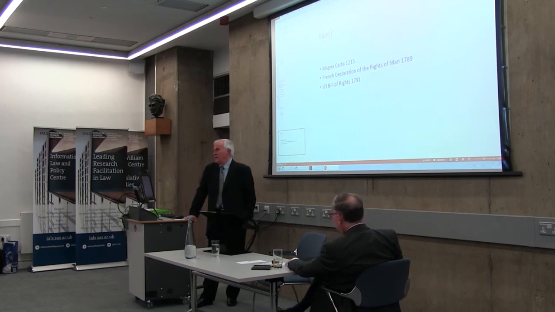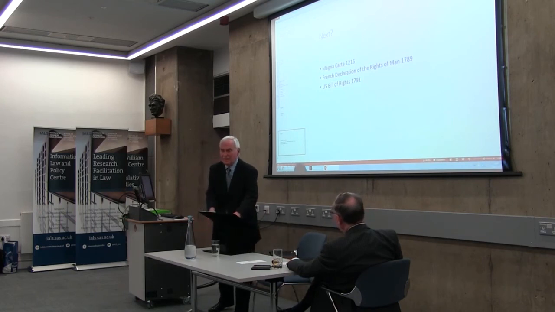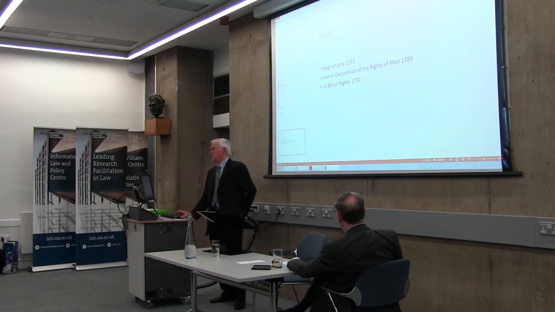And what do we do now? What next? When Eleanor Roosevelt made her speech in the General Assembly about the adoption, she referred to the Magna Carta of 1215, the French Declaration of the Rights of Man, 1789, the US Bill of Rights, 1791. Those were important in the history.